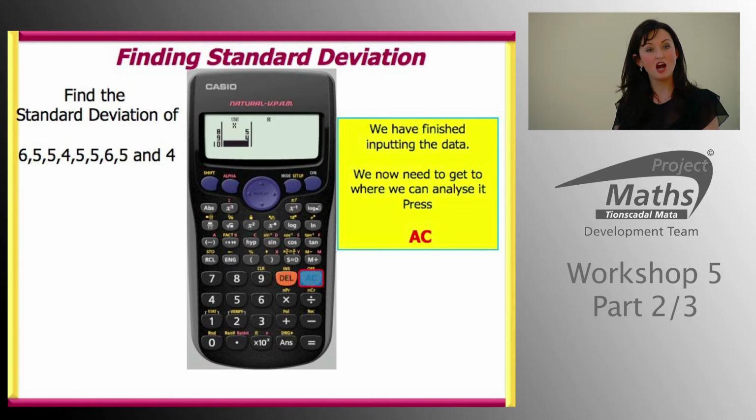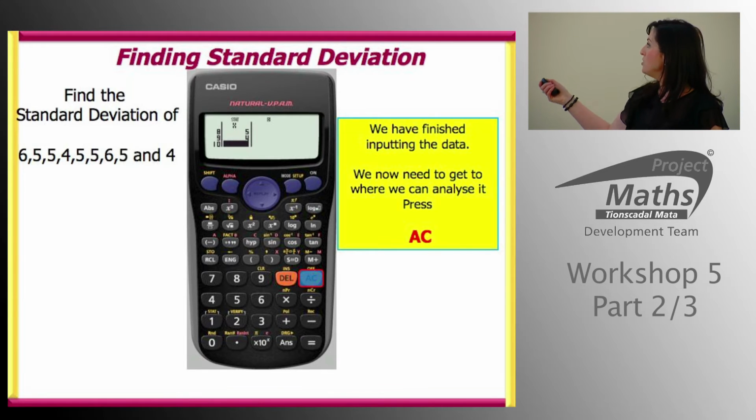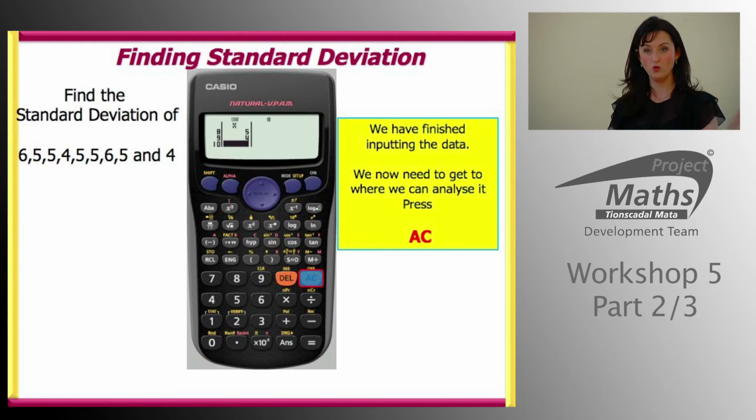It's different with the Sharp. The Sharp people do not need to AC back out. So only the Casio calculators need to AC back out. So we'll AC back out after that.